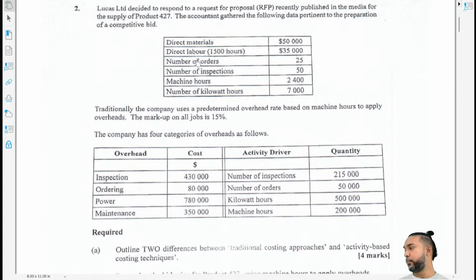Okay, so this is kind of like a warm-up question, which we will do together, and then we'll get into some other things related to job costing. So Lucas Limited decided to respond to a request for proposal, RFP, recently published in the media for the supply of product 427. The accountant gathered the following data pertinent to the preparation of a competitive bid.